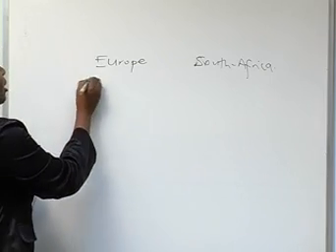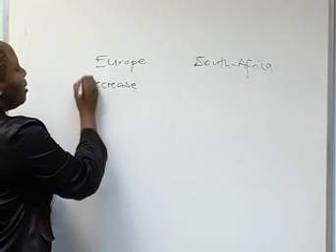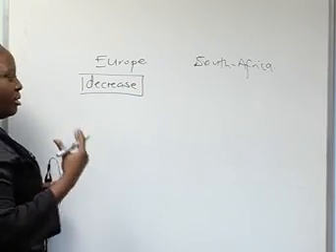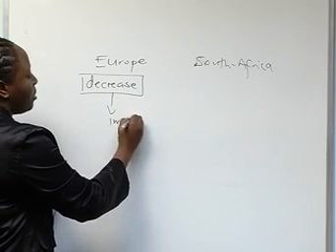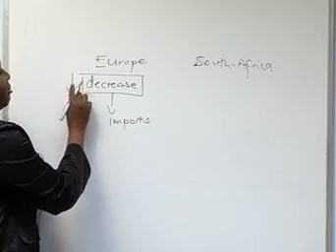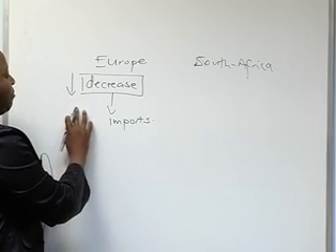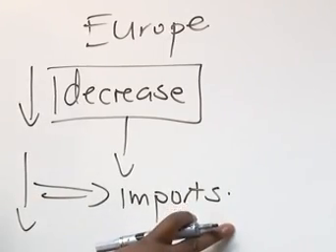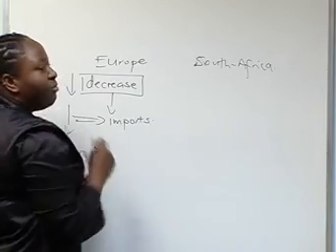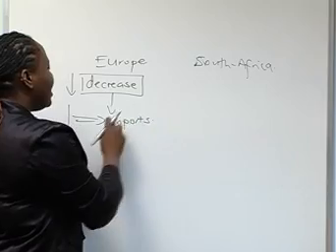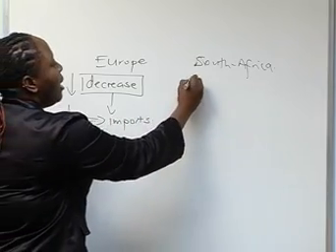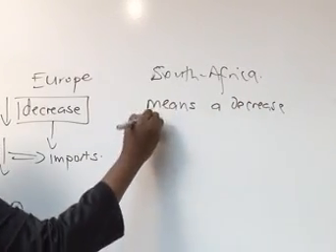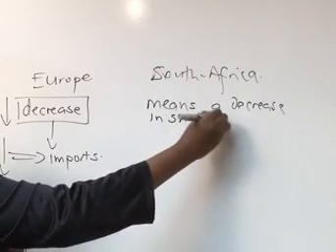So, with a decrease in economic activity in Europe, this essentially affects Europe's ability to import goods. So if there is a decrease in economic activity, you therefore expect to find a decrease in Europe's ability to import goods. Now, if South Africa is a trading partner of Europe, you then expect, therefore, that a decrease in Europe's imports essentially means a decrease in South African exports to Europe.